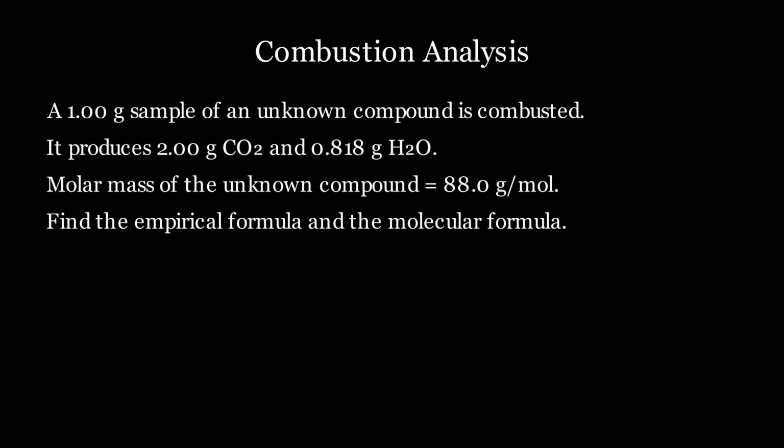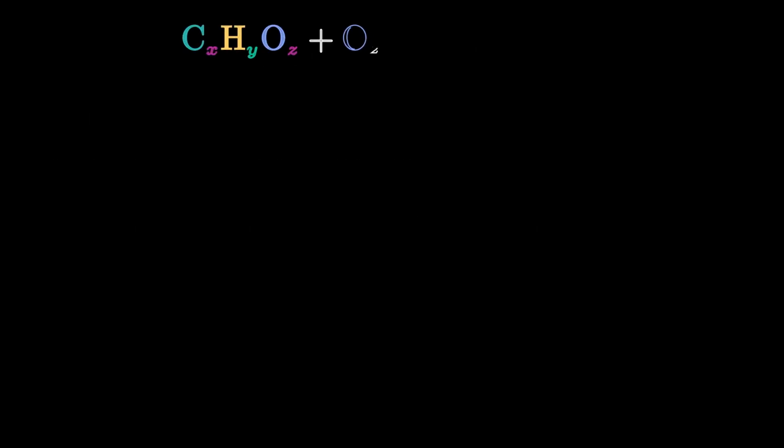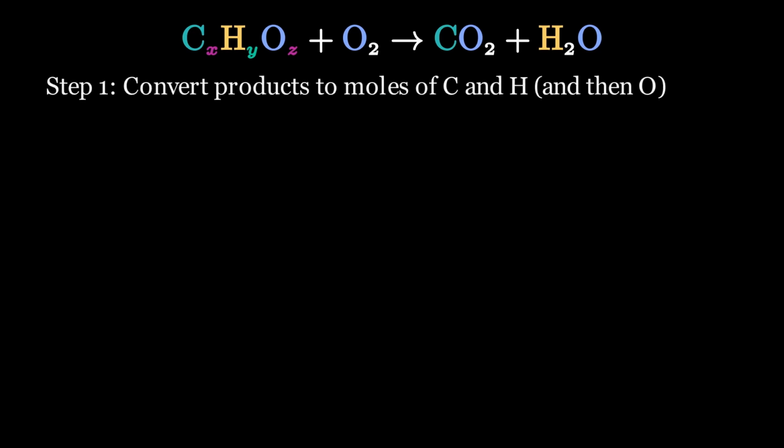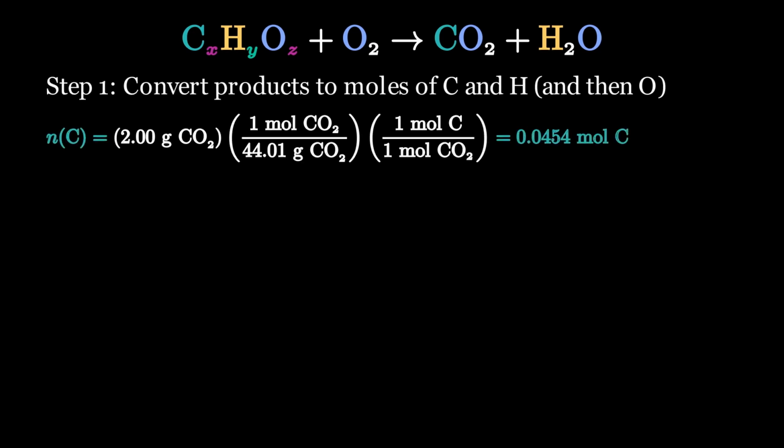Here is the setup. We start with 1 gram of the unknown sample. After combustion, it produces 2 grams of carbon dioxide and 0.818 grams of water. The problem also gives us the molar mass. Step 1 is to convert the products into moles. From carbon dioxide, we can find moles of carbon. From water, we can find moles of hydrogen.